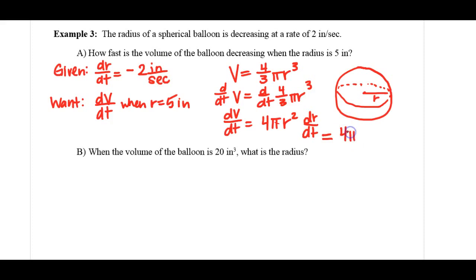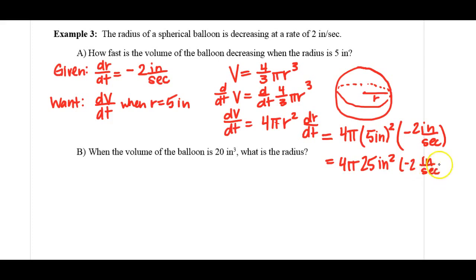So 4 pi, and then r is 5 inches, and I'm actually going to put inches in there so I can emphasize the units, and then dr dt is going to be -2 inches per second. So this is 4 pi, 5 inches squared. Well, the 5 gets squared to be 25, but inches get squared as well. So I have inches squared, and then I have times -2 inches per second. So now I have 4 times 25 times -2, so that's going to be -200, multiplying the numbers without pi.